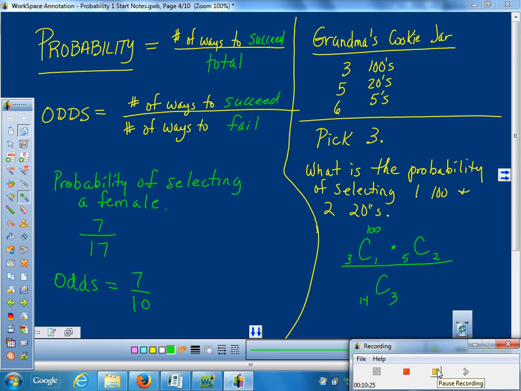100 and 20. There's "and" or there's "or." One of them means multiply, one of them means add. Which is which? If you see the word "and," you should multiply. If they say this or this, you'll add. That will help to some extent.